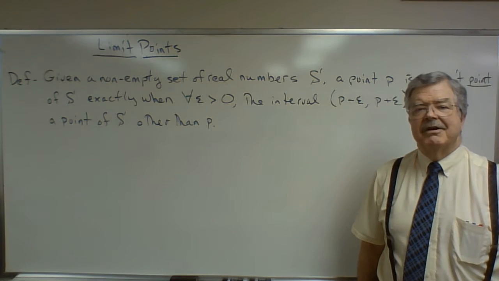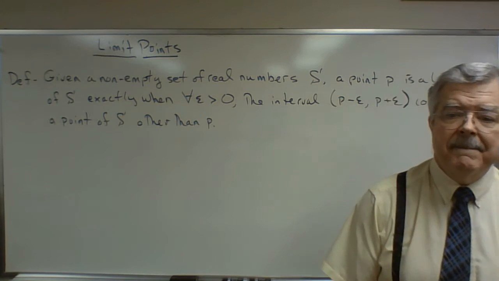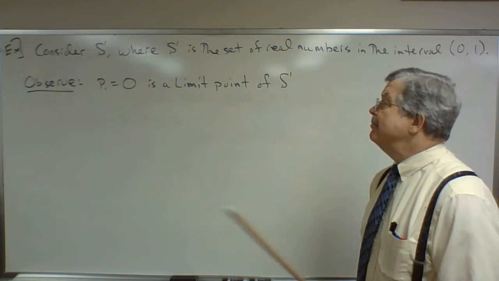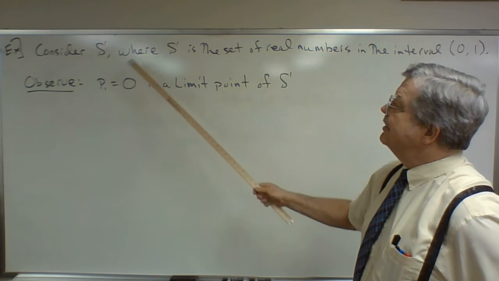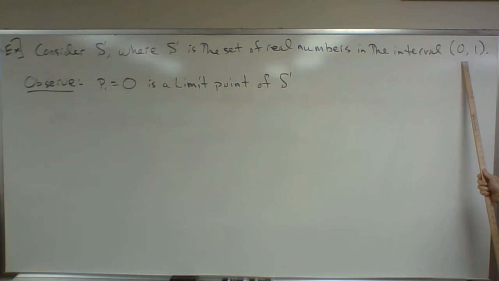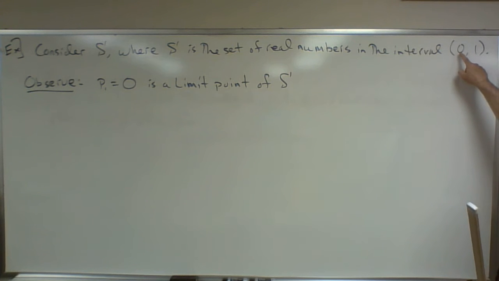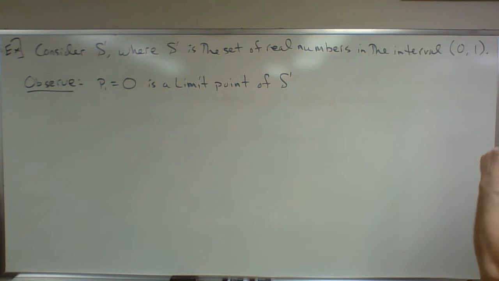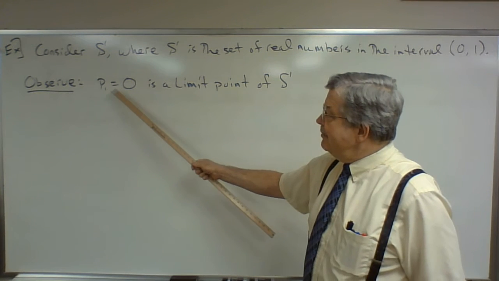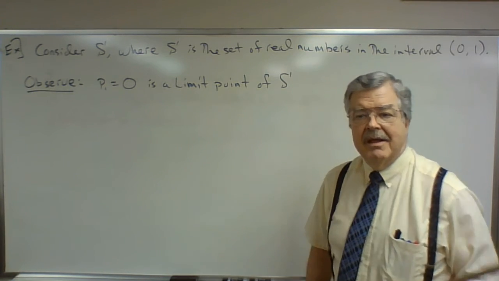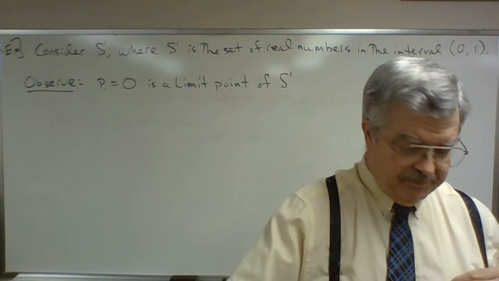Now, let's look at a few examples, okay? Our first example. Consider S, where S is the set of real numbers in the interval from 0 to 1. So all of the real numbers from 0 to 1, not including 0 and 1 themselves, that's the set S. And I claim that P1 equals 0 is a limit point of S. Now, why do I say that?